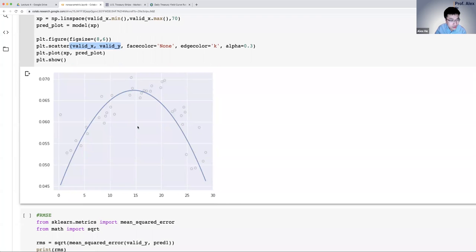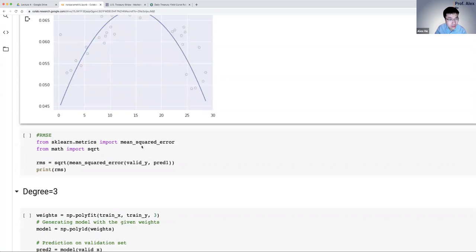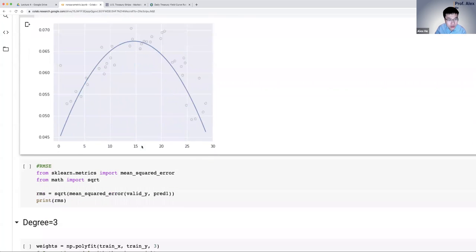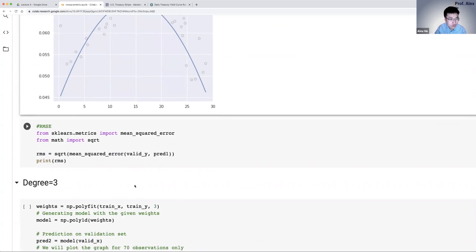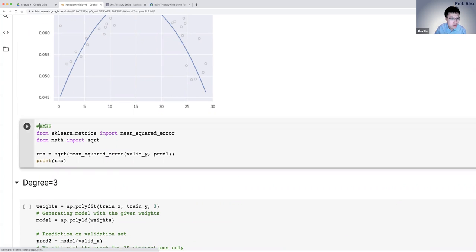So that looks okay. And then, of course, to evaluate how good that prediction is, we need to use some statistic, right? So the one we would use here is the MSE, mean squared error. And then we also take the square root of that. So that is called the RMSE, which is the square root of the mean squared error.